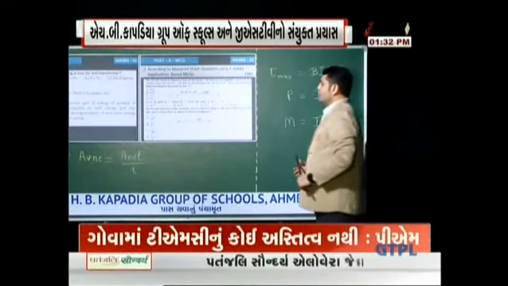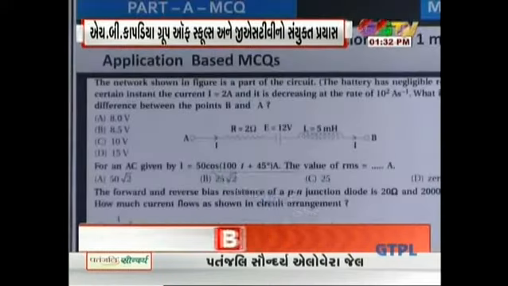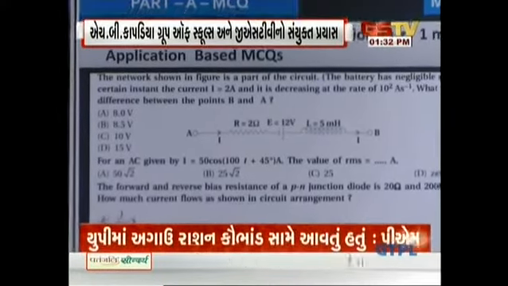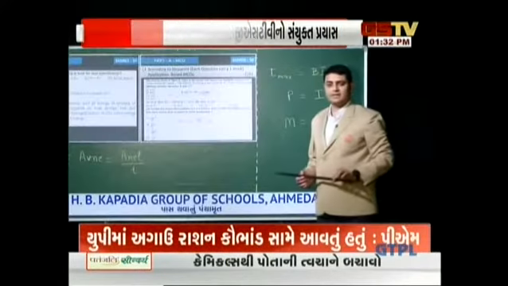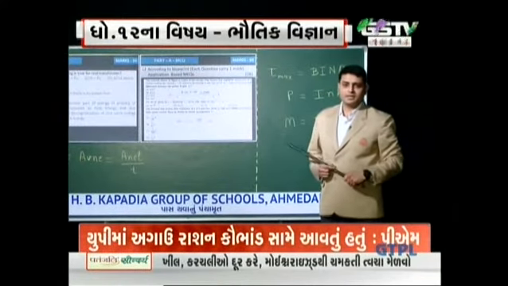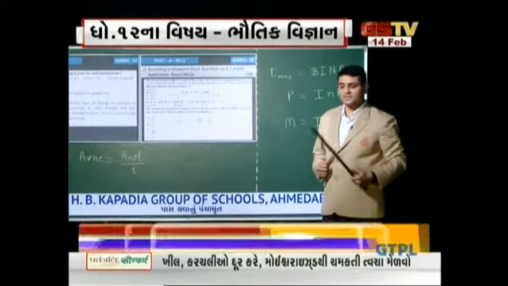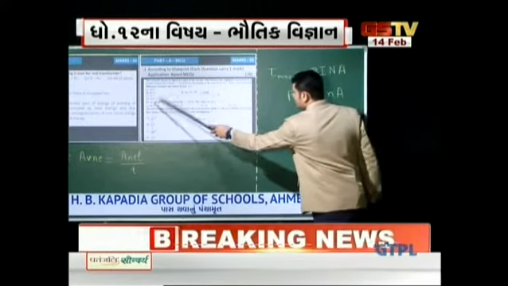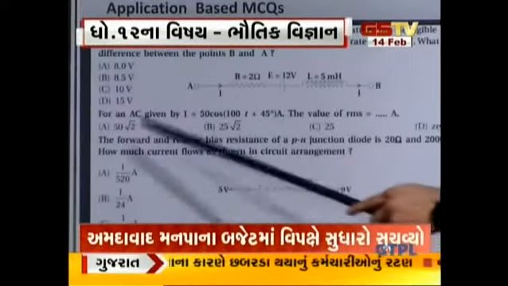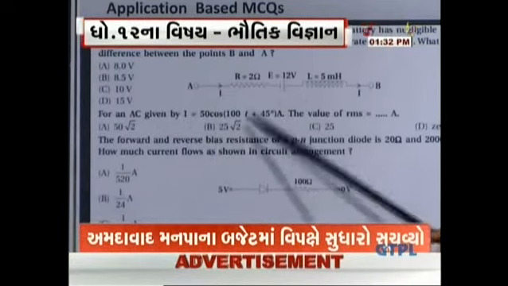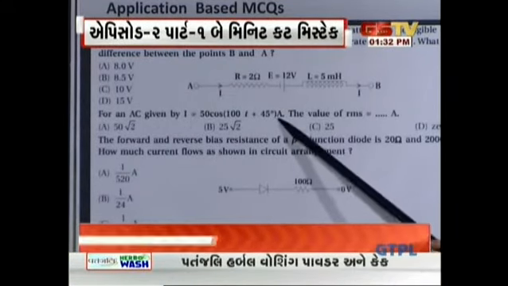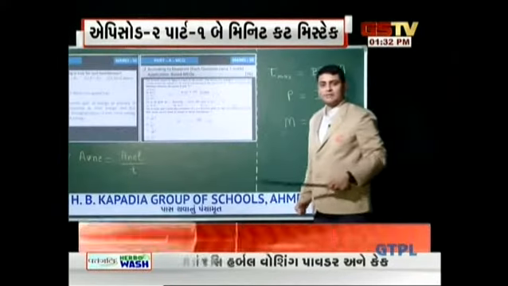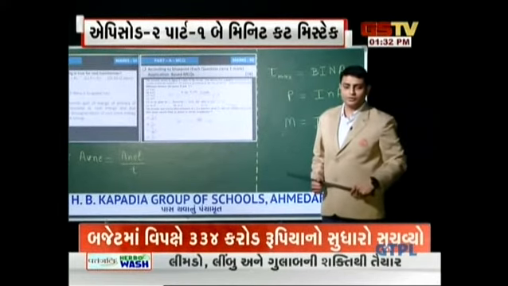Okay. Let's see the next MCQ. This is again from Gujarat board or Gujarat examinations. For an AC given by I is equal to 50 cos of 100t plus 45 degree ampere. AC stands for alternating current. See, here ampere is written. Sometimes they write milliampere, and if you solve the MCQ according to ampere you will lose the marks.